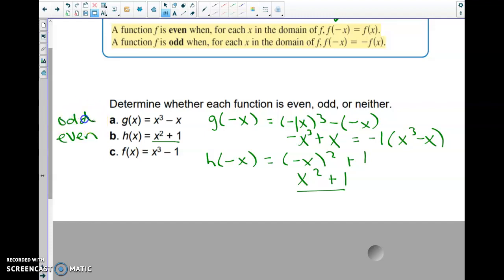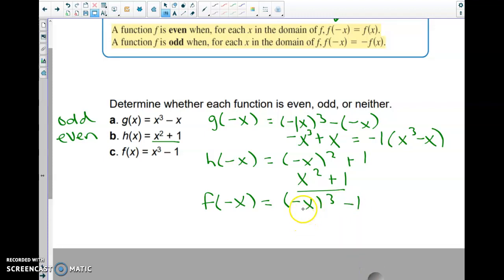And the last one, f of negative x cubed minus 1. That would be negative x cubed minus 1. Notice this is opposite, but this stayed the same. So it's not negative 1 times the whole thing. So this one is neither. So if it's negative 1 times the whole entire thing, it's odd. If it's the original, it's even.